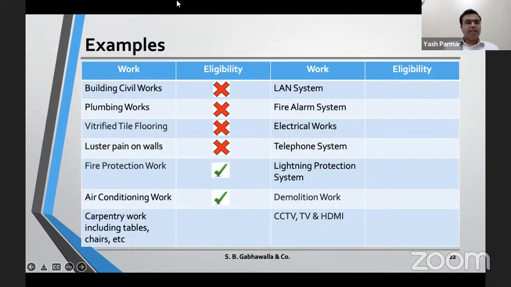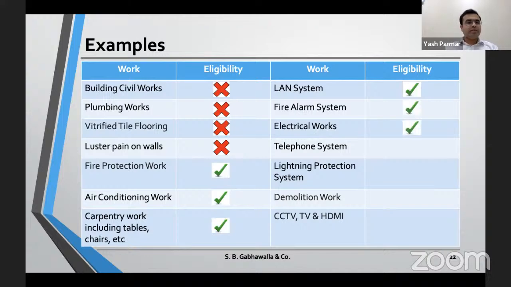Carpentry work, including tables, chairs, etc. Now, all your tables and chairs are movable items. They are not fixed to earth. Therefore, they being in the nature of movable property, ITC can be claimed. LAN system, again, it is a movable item and therefore ITC can be claimed. Fire alarm system, again, I think it's got repeated, ITC can be claimed.